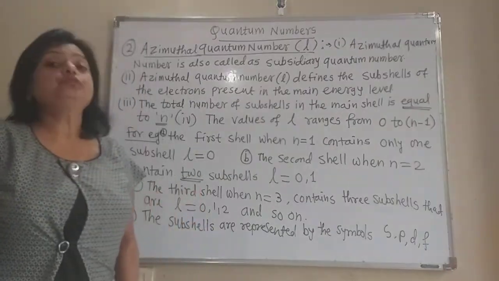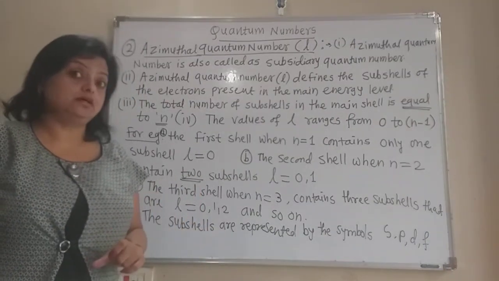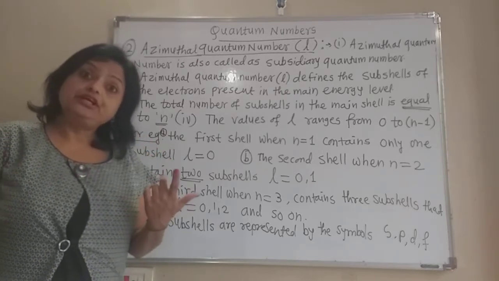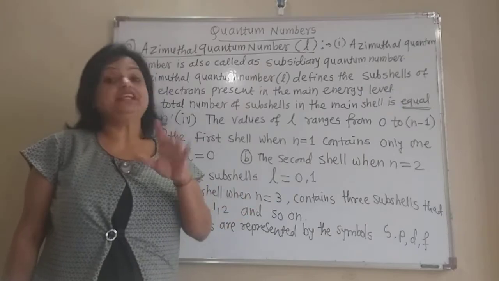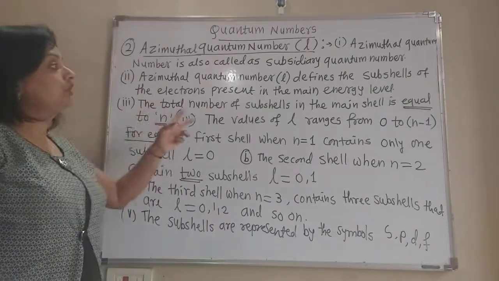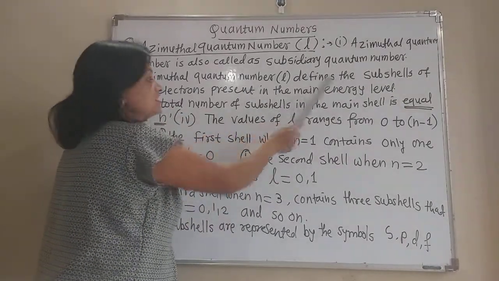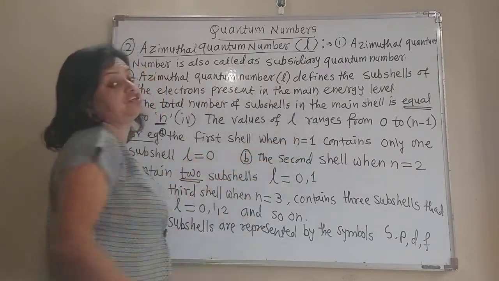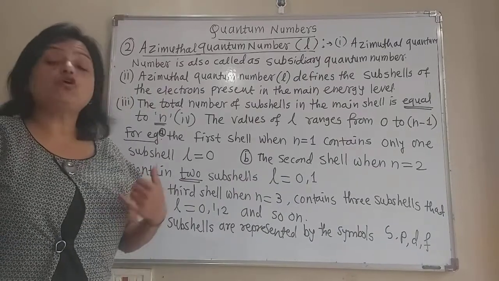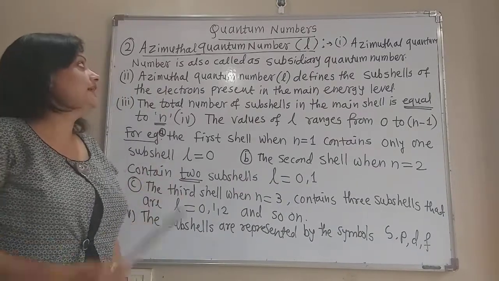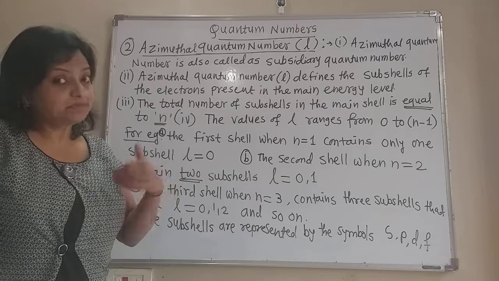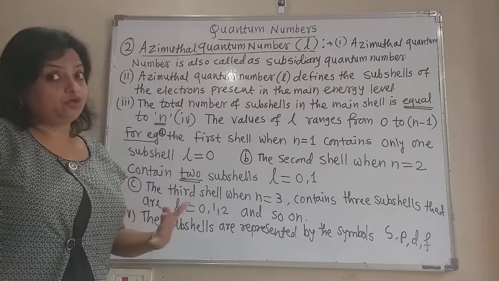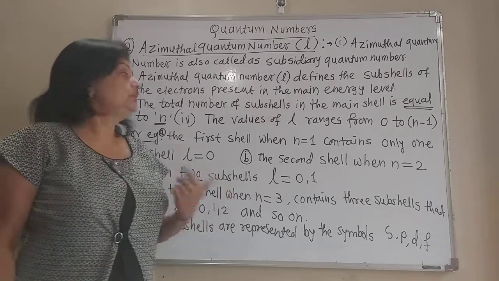Now this azimuthal quantum number gives the subshell which is present in the main energy level of that electron. The azimuthal quantum number defines the subshell of the electrons present in the main energy level. The principal quantum number gives the main energy level and the azimuthal quantum number gives the subshell in the main energy level of that electron which is revolving around the nucleus.